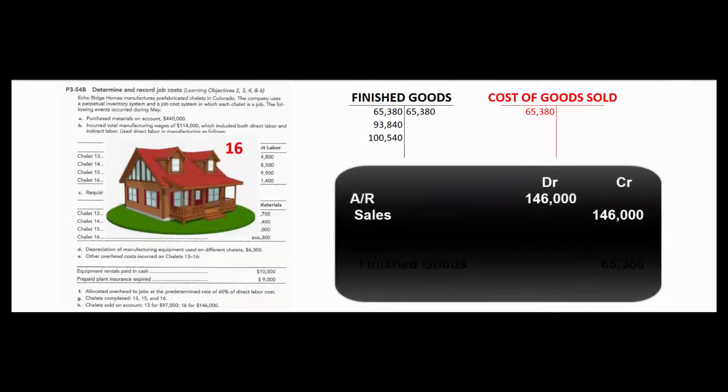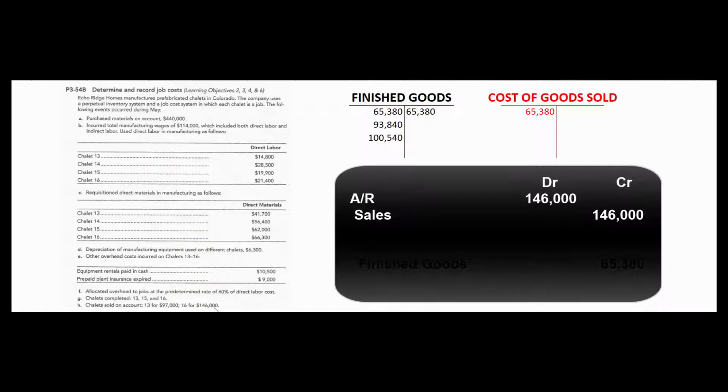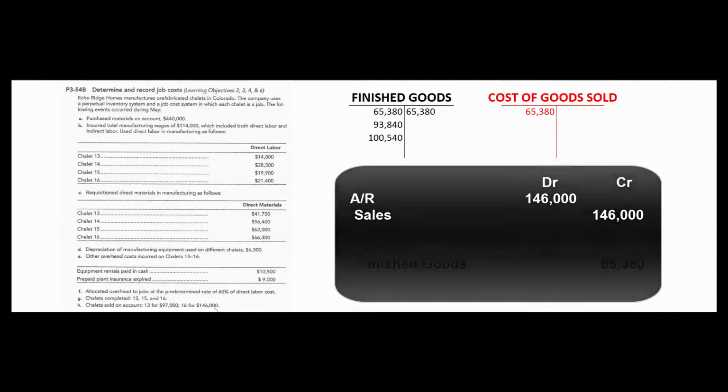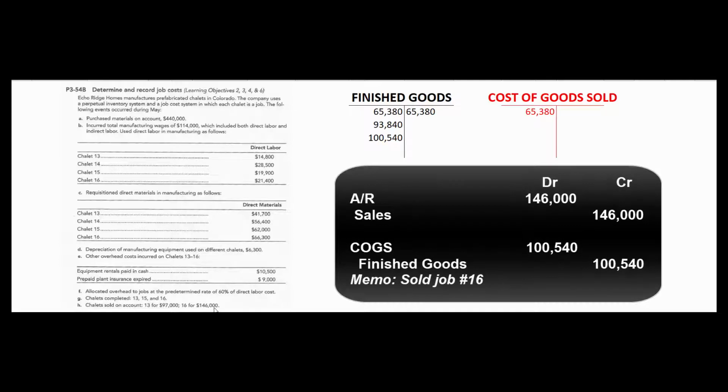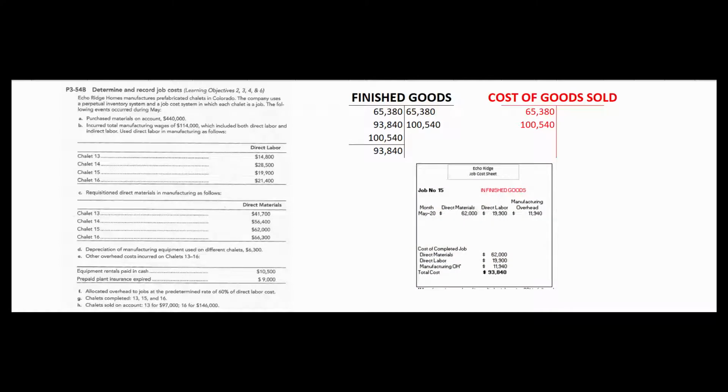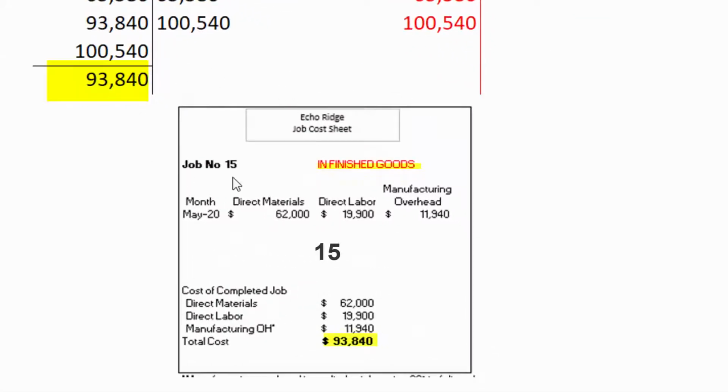Now let's sell job number 16 for $146,000. So we'll debit accounts receivable for $146,000, credit sales for $146,000, and we'll debit cost of goods sold for $100,540 and credit finished goods for $100,540. After we move jobs 13 and 16 out of finished goods into cost of goods sold, what's left is $93,840, which is the total cost of job number 15. Materials, labor, and overhead total $93,840.